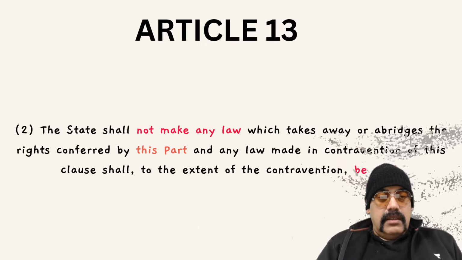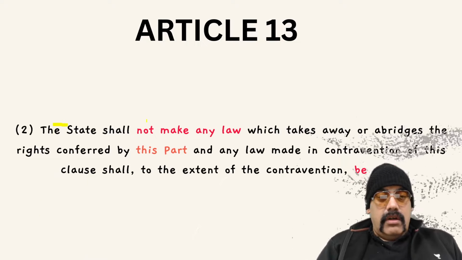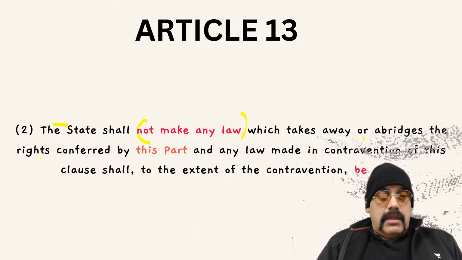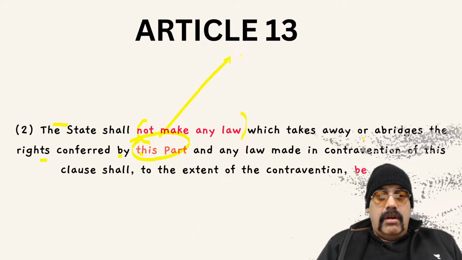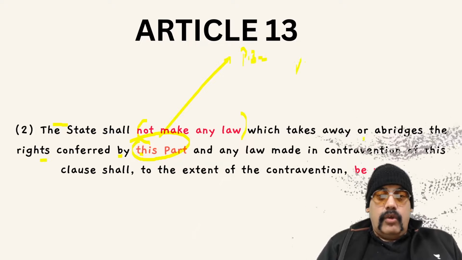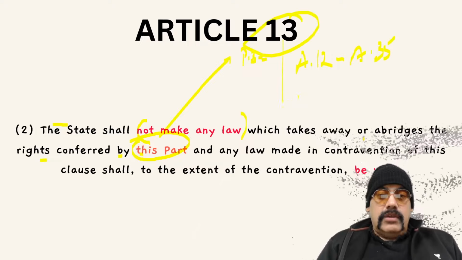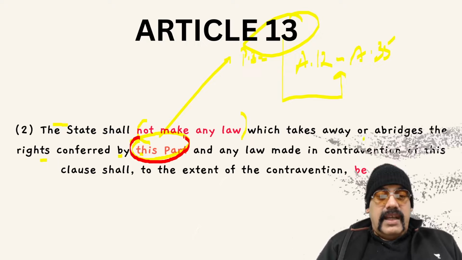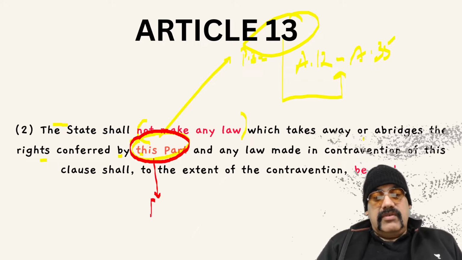So the message says, the state shall not make any law which takes away or abridges the rights conferred by this part, that is Part 3. If you recall, Part 3 of the Constitution starts from Article 12 to Article 35. So Article 13 falls squarely in between these, and that is why we can clearly say that Article 13 is protecting the rights conferred by Part 3 of the Constitution. Part 3, if you recall, deals with fundamental rights.